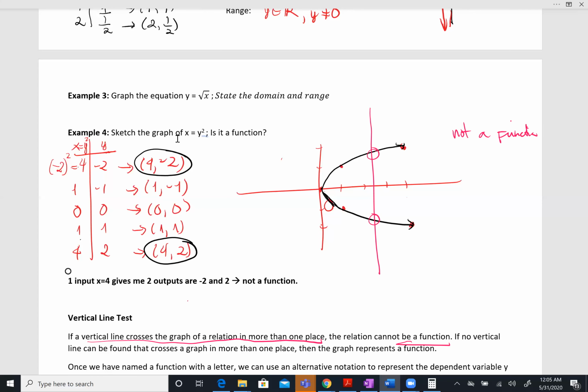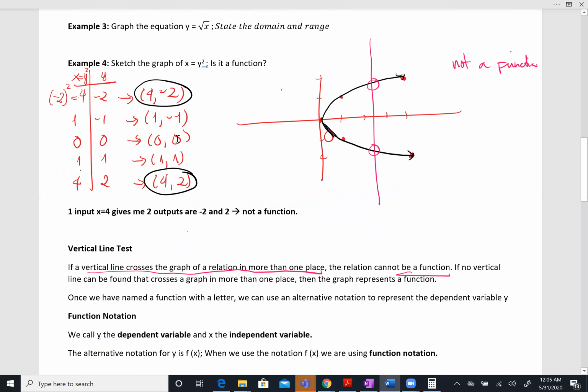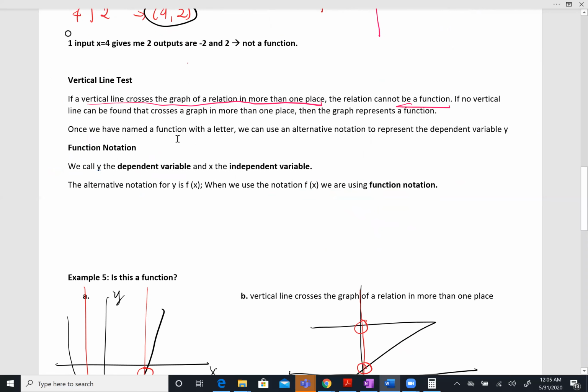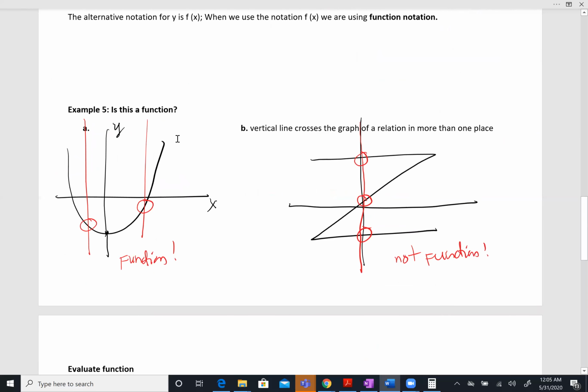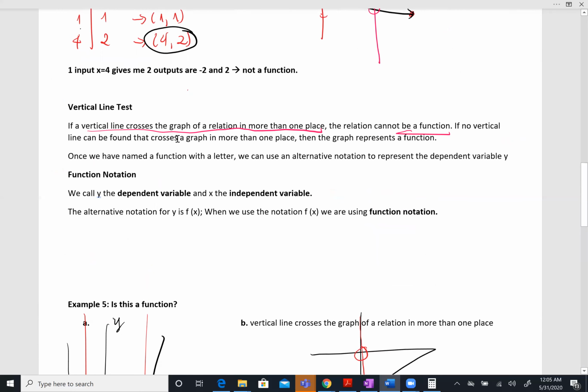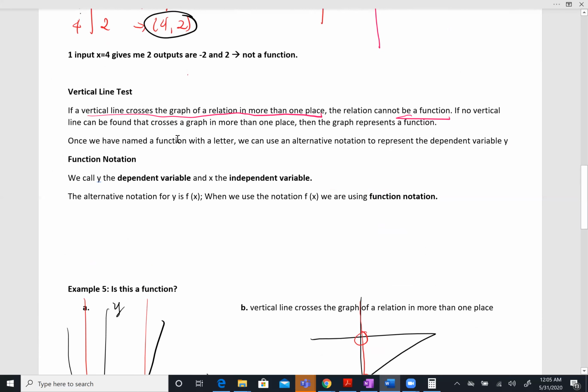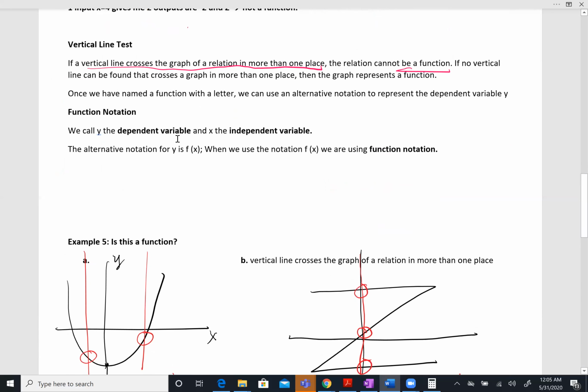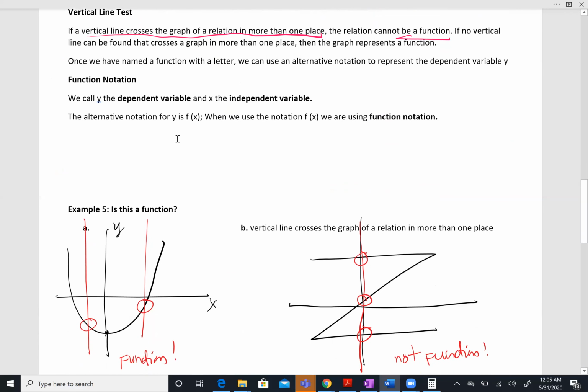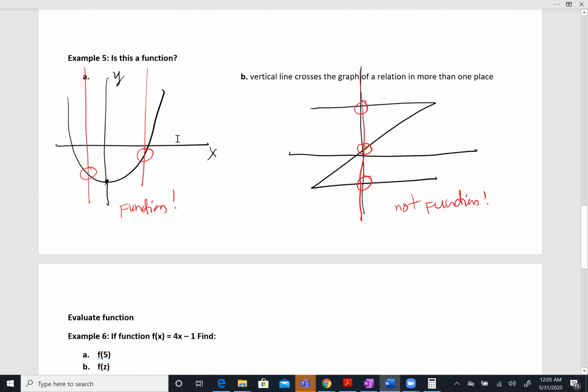Okay, that's it. Let's move to example 5. So these are the definitions here. It just reminds you about college algebra, so I don't want to go through it. You can just read it in my notes. Okay, so example 5.